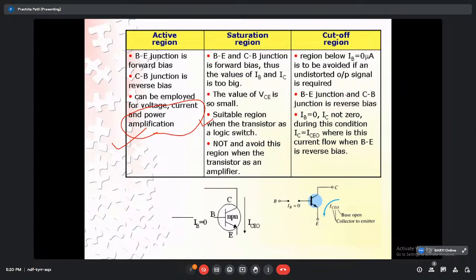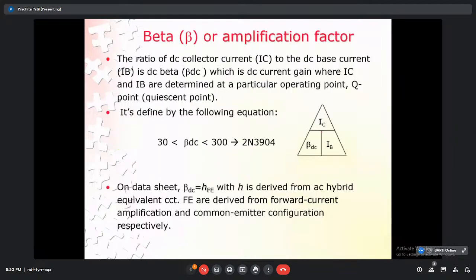So the base to emitter junction and collector to base junction are reverse biased. So IB is equal to 0, and IC is not equal to 0 during this condition. So this is what the common emitter operation is.